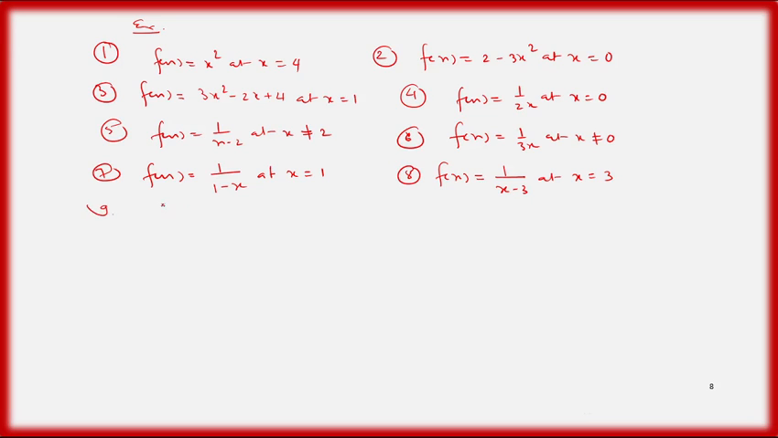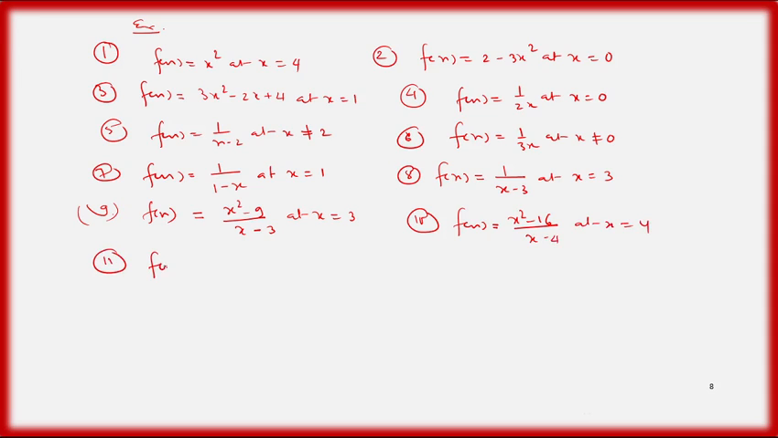Number 9, f(x) = (x² − 9)/(x − 3) at x = 3. Number 10, f(x) = (x² − 16)/(x − 4) at x = 4. And number 11, f(x) = |x − 2|/(x − 2) at x = 2.